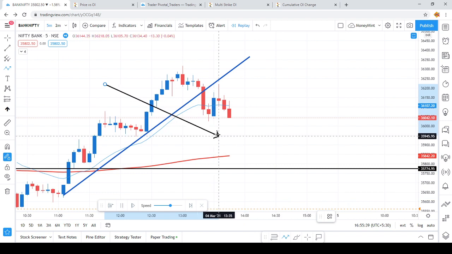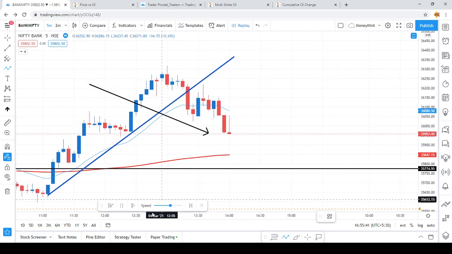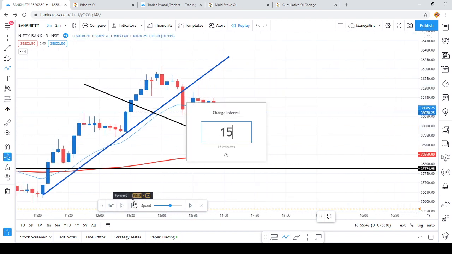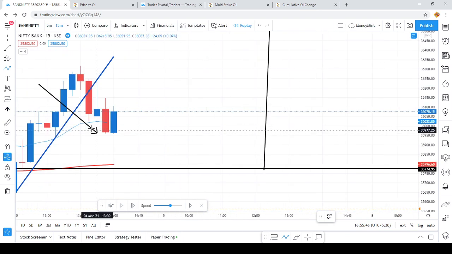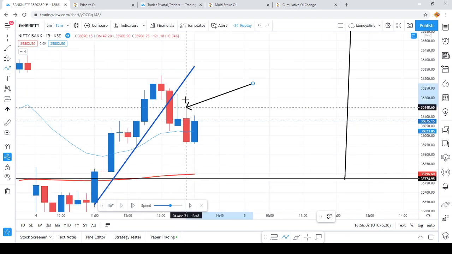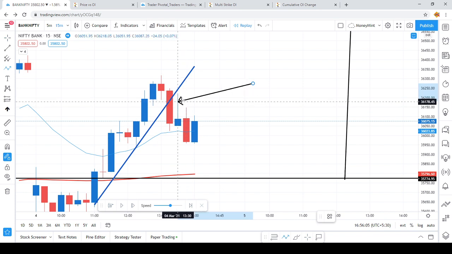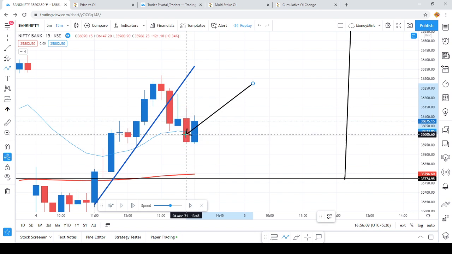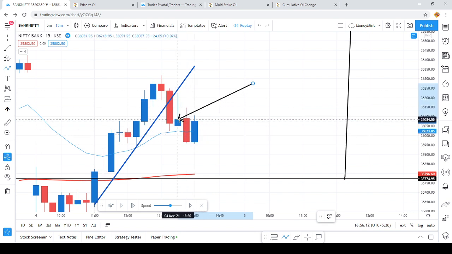Let's play it further. If we shift to the 15 minutes candle and check what was happening, you can see that an inside bar did take place here, and the following candle was negative. So this confirmed that 35,800 would not be far away from this level, because there were so many option writers writing 35,800 no matter what the option prices were.